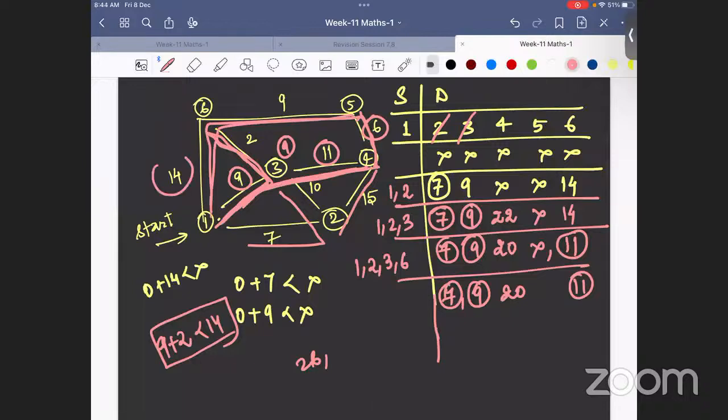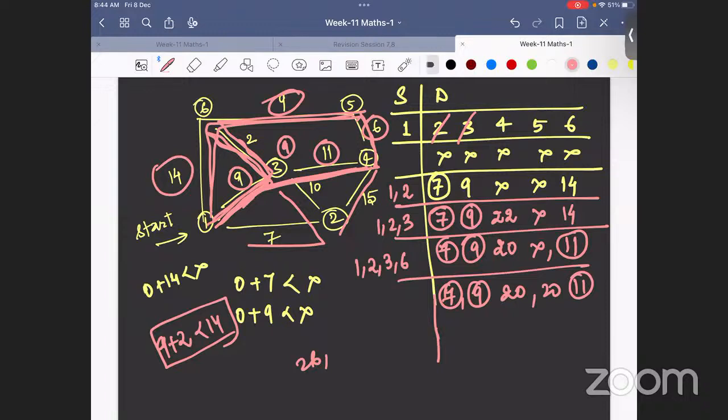So this will be 14 plus 9. This is 23, I guess. Yes, sir. Is there any other method that you can reach it? I guess 1, 3, 6, 5 would be far better. 9 plus 2 would be 11, plus 9 would be 20, right? Yes, sir. So you can reach it with 20. That is 20, less than infinite, so you can reach it here.